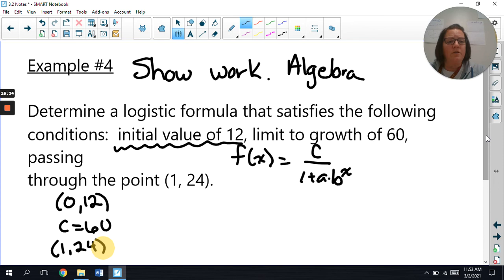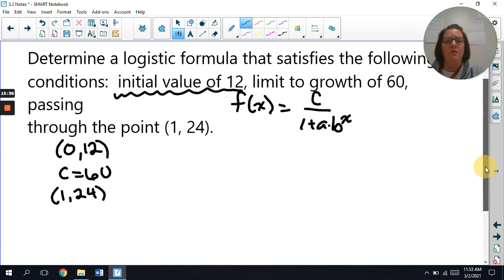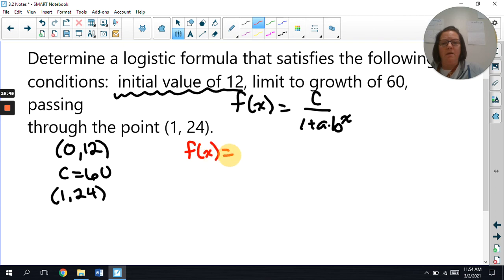So let's go ahead and start by writing the equation with our limit of growth. I'm going to do it in red. So we have our function equals 60 over 1 plus a times b to the x. Okay, so that's your starting point. We've used this one, so we're done with our C.